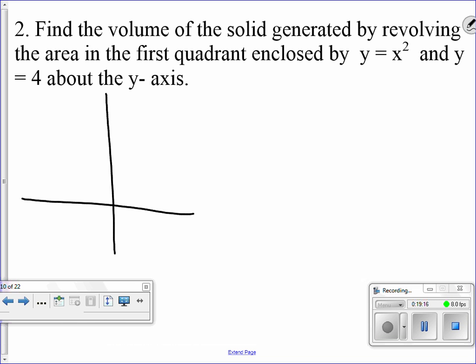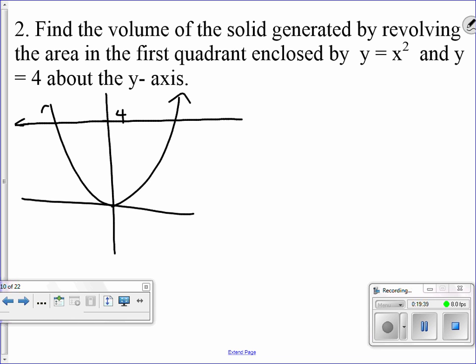Y equals x squared, what's that graph? Parabola, so sketch that. And the line y equals 4, what kind of a line is that? Horizontal. Now the region that we're going to be revolving is in the first quadrant, so it's just here.